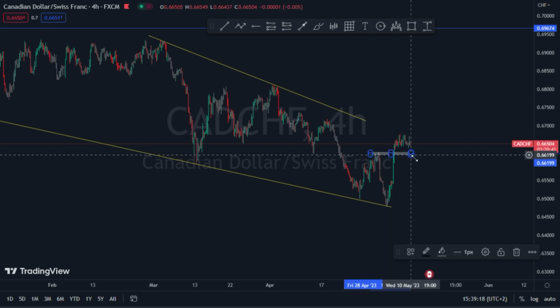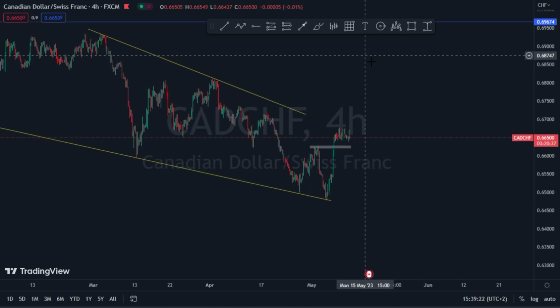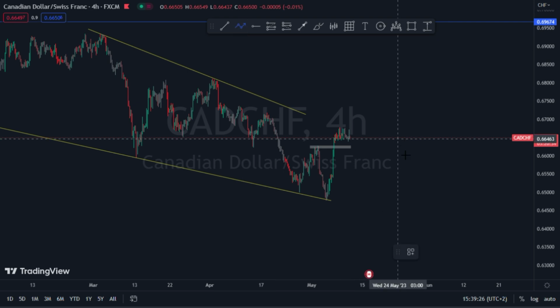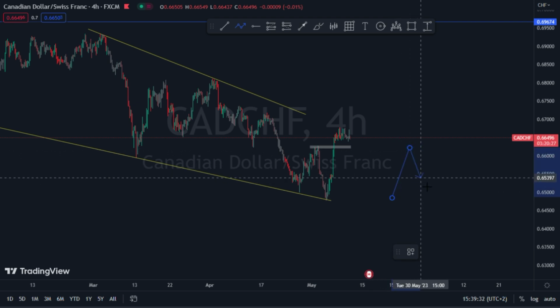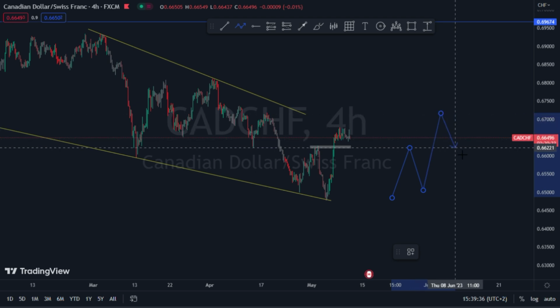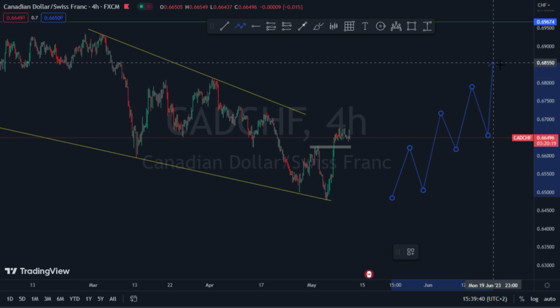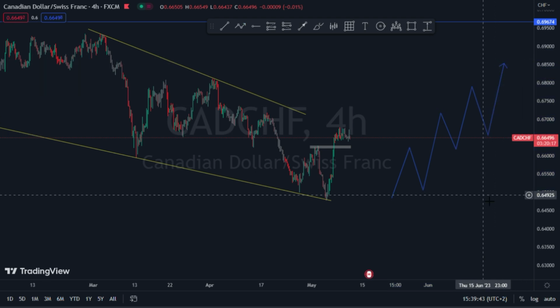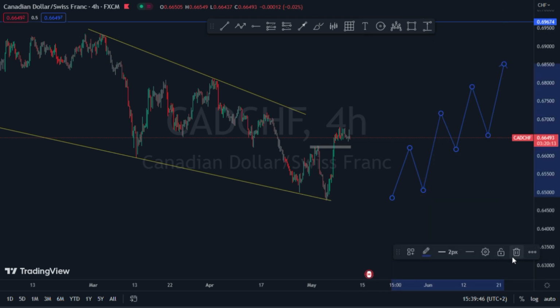So automatically, when the market breaks above a previous high, we expect the market to move in a series of higher highs and higher lows, which means that the market must move in this form right here: higher high, higher low, higher high, higher low, and then higher high. This is how we expect the market to move.